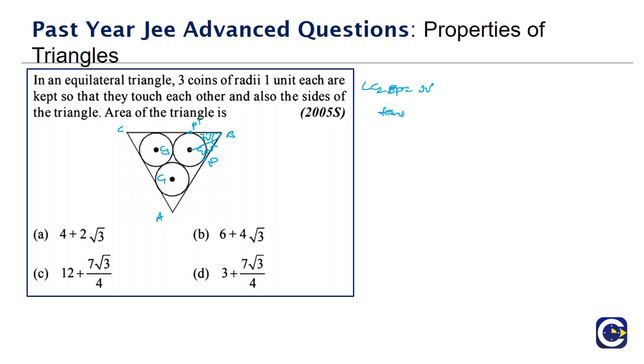So tan 30 degrees is 1 by x. If you consider that I want to find this BP value, I am considering this to be x.